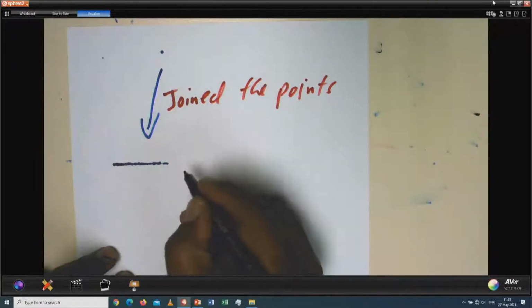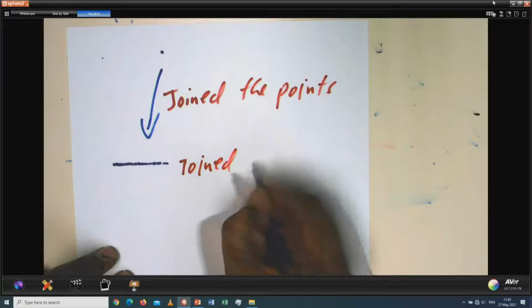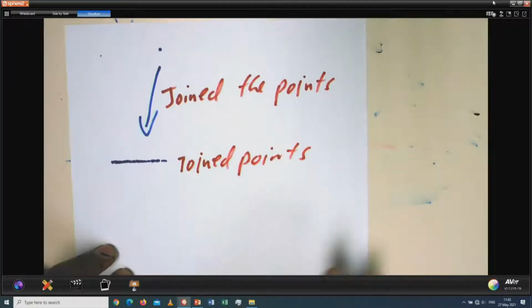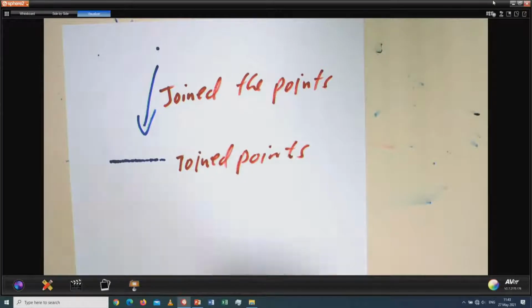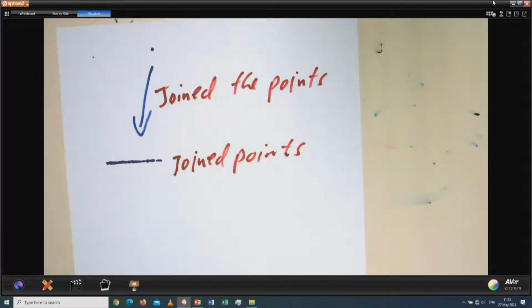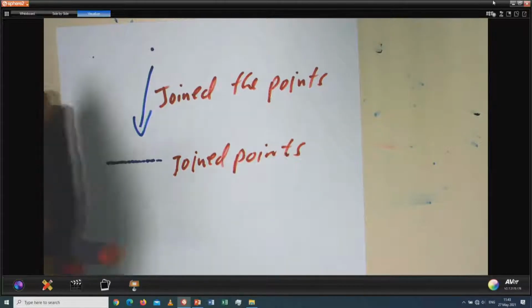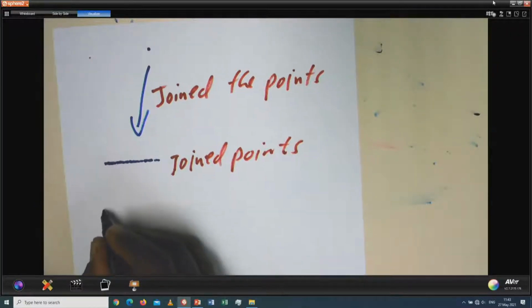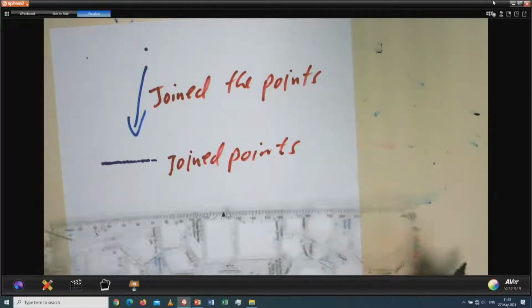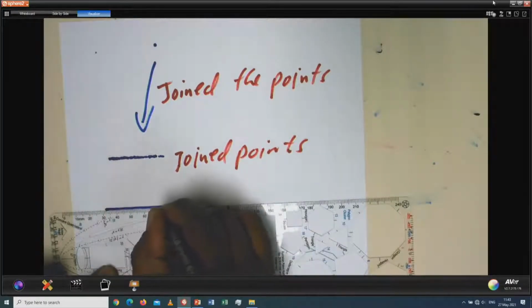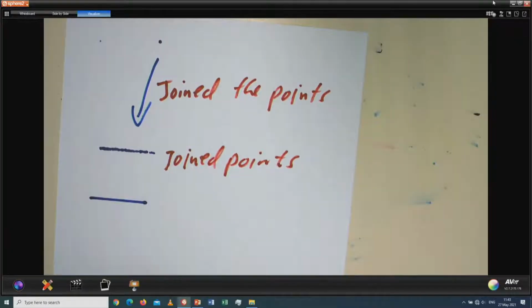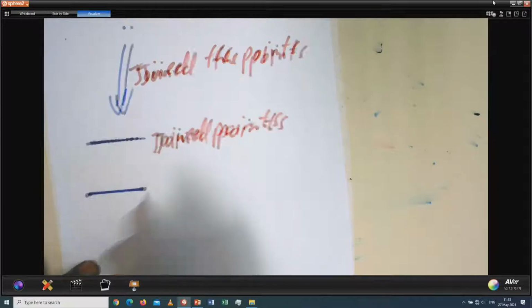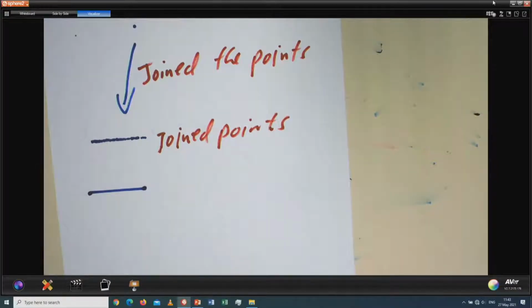Explaining this, joined points, which is the beginning of the line. The line is just points that are joined, up to wherever you want them, up to infinity. But the most important thing is the points. Now you can explain those points in many different ways. You can say these joined points are starting from here to here. There's a starting point and an ending point.